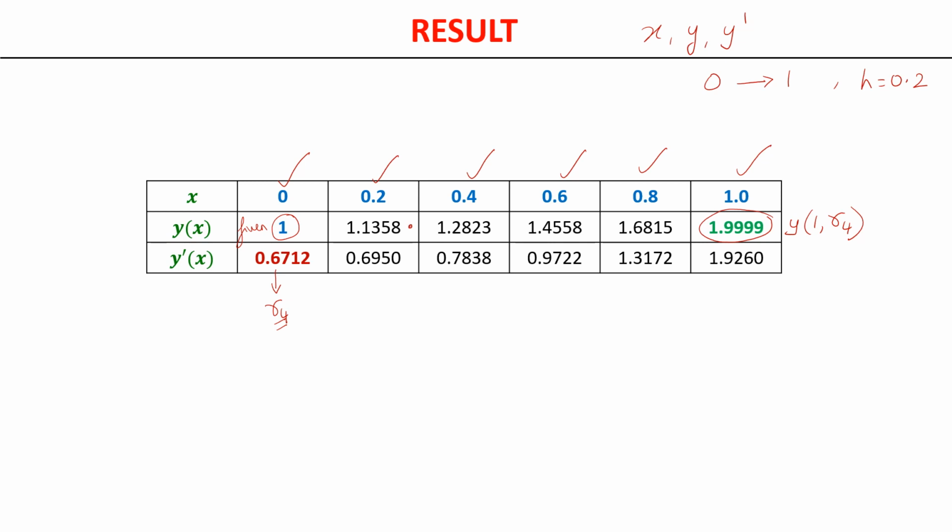All these results are obtained from the program that we wrote. As you see, all these values are from that particular program. The final program that we wrote, the values are obtained from it. Kindly note, I repeat, y of 0 is 1 is given. Y of 1 is 1.9999. Actually, the problem says 2, but we are concluding the result with this by assuming that y dash of 0 is 0.6712.